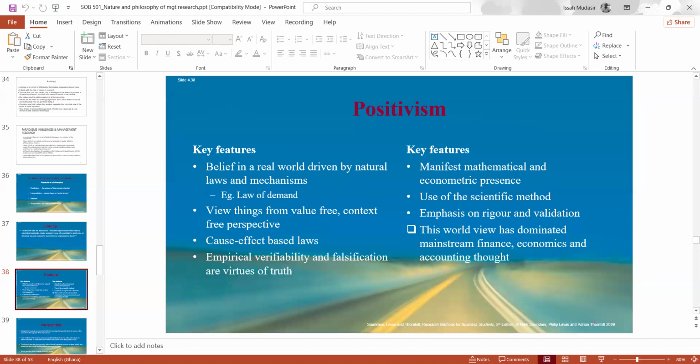So this has dominated finance, economics, and accounting. But of course, there are some branches of finance and economics that we call behavioral finance, that has emerged, which now does not believe in the role of mathematics, statistics, and all that in economics. They believe that people's behavioral biases influence their actions. And indeed, that's what happens.